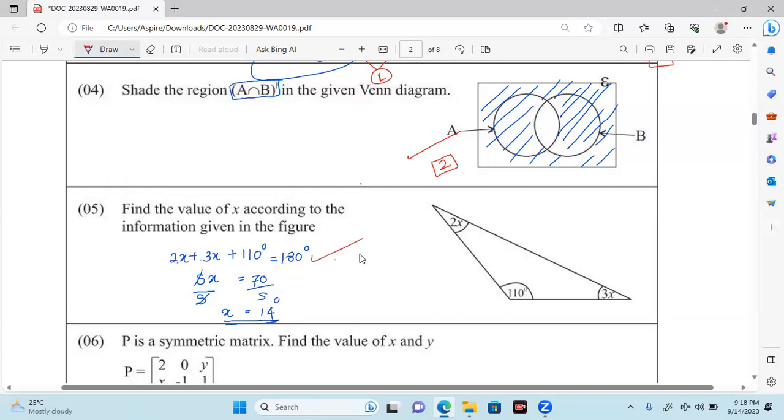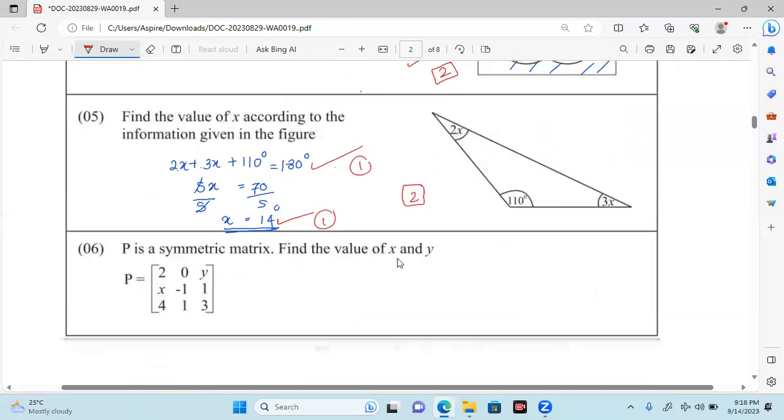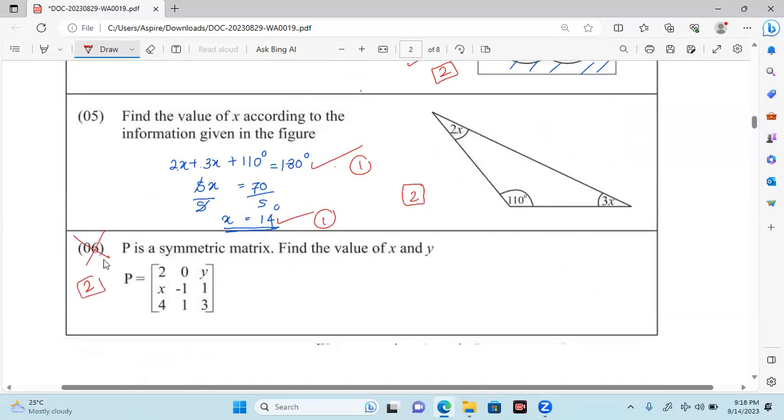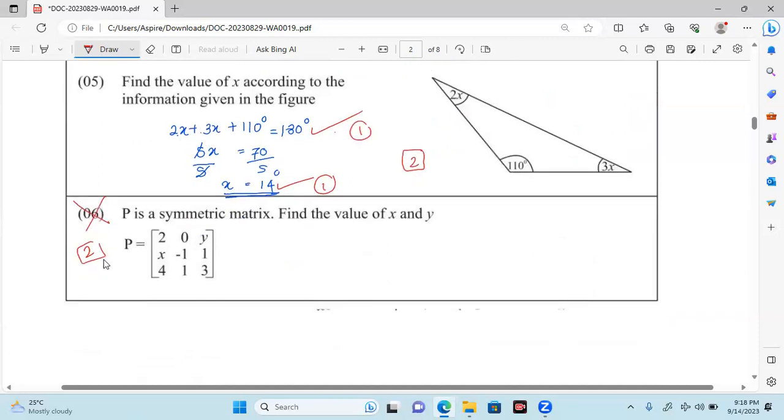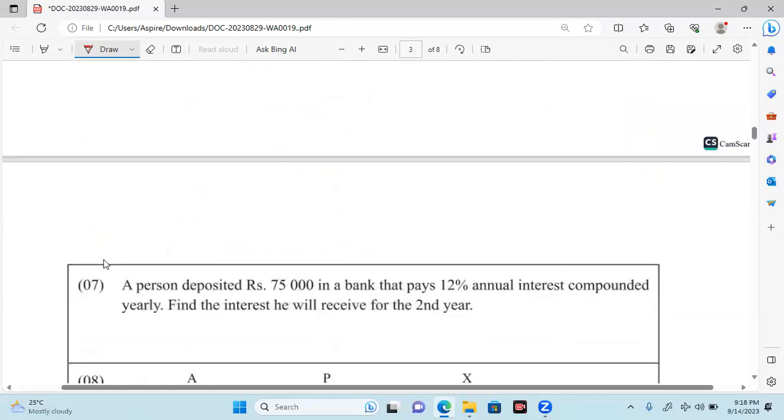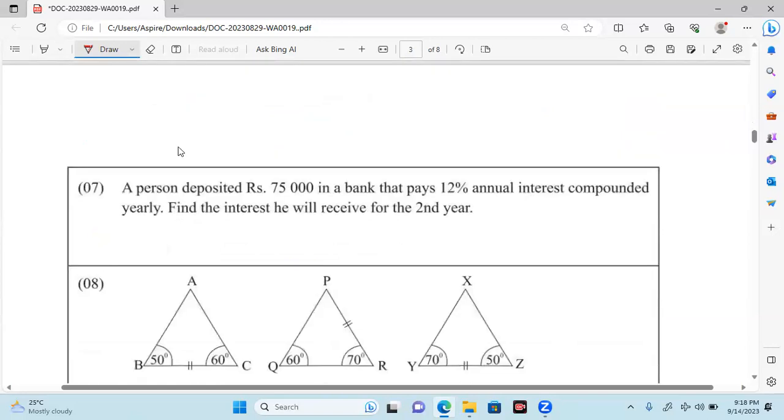For writing this relationship, 1 mark. For your answer, 1 mark. Altogether 2 marks. Okay, it is very easy. Then the sixth one, make it 2 marks because we haven't done the matrices yet. Okay, let's move to the seventh one.